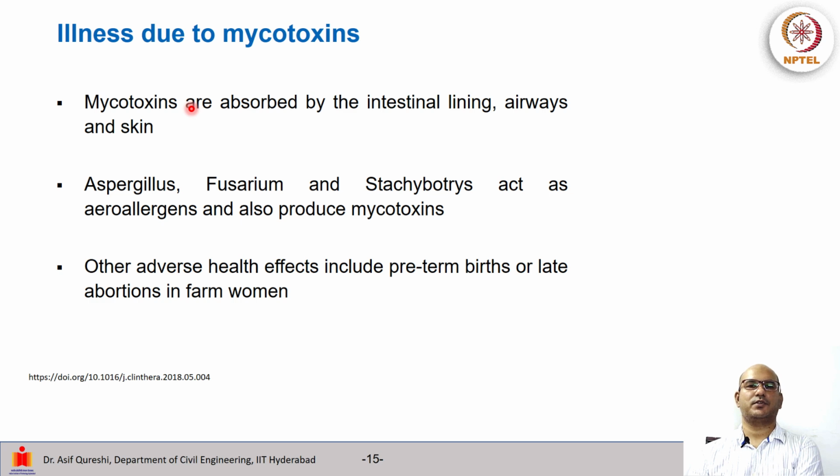Mycotoxins are generally absorbed by the intestinal lining, the airways, and also the skin. So these mycotoxins can be taken into the body, or they exist in the body in a lot of places. They can be in the airways, where we are breathing the air, or the skin, and they are also arriving in the intestines, so probably due to the ingestion pathway also. Aspergillus, Fusarium, and Stachybotrys can act as aeroallergens, and these can produce these mycotoxins. Some of the adverse effects include preterm births and even late abortion in farm women, where they may have become exposed to these mycotoxins.